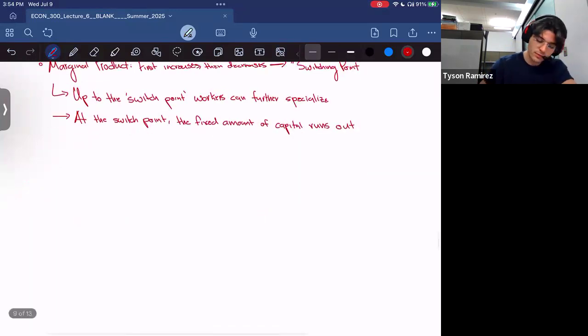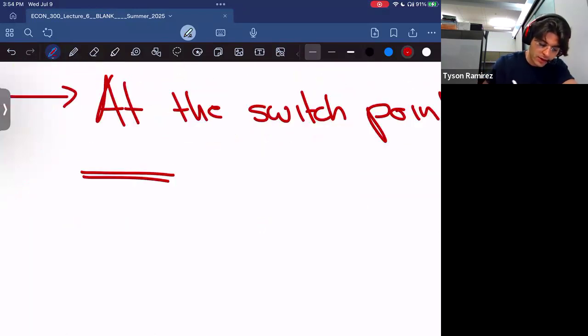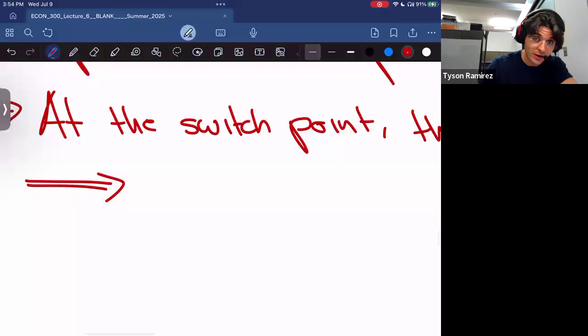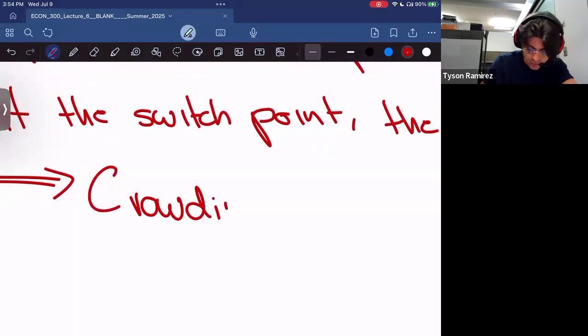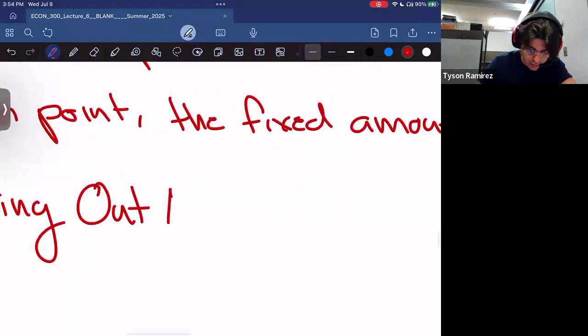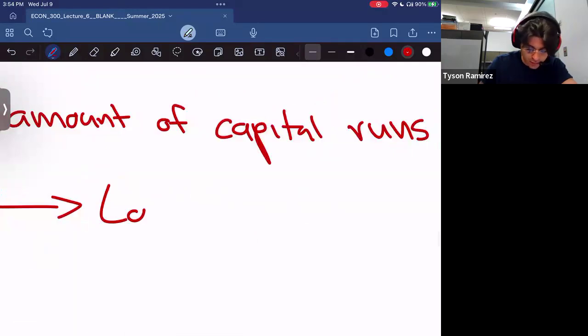Right? What is meant by this? I think you will see this phrase in your career or at least your studies that we see a crowding out effect. And this is when the law of diminishing returns kicks in.